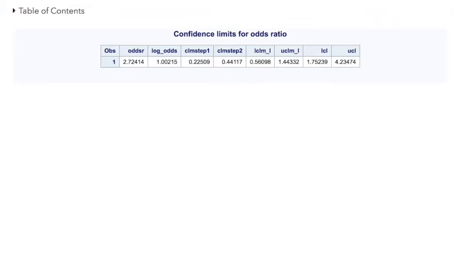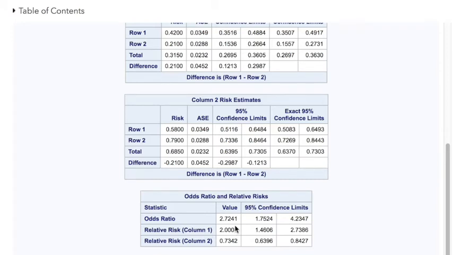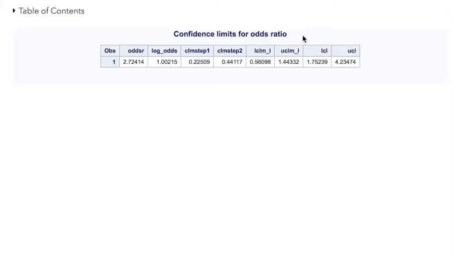Now, remember I had talked in an earlier class about how to run this with SAS. Here's the funny thing. If I had actually just done the PROC FREQ without stepping through, I would get the same thing: odds ratio 2.72, 95% confidence limits 1.75, 4.2.